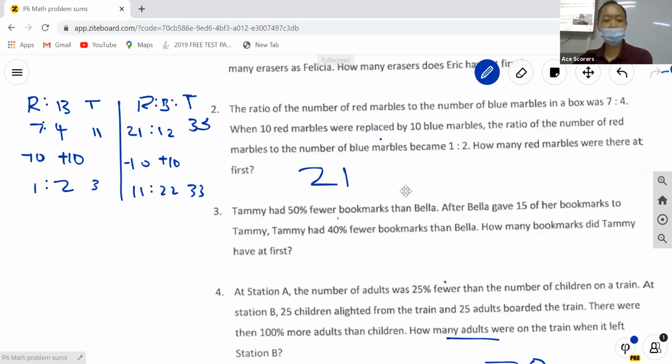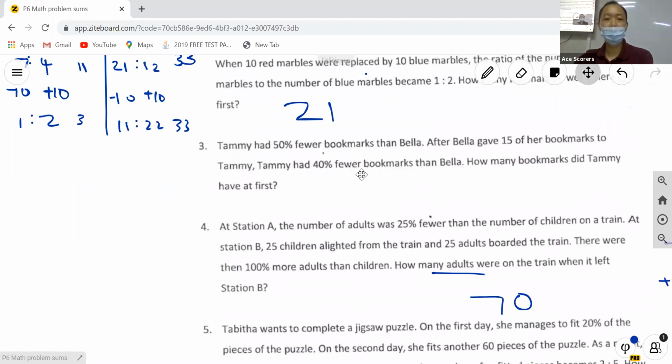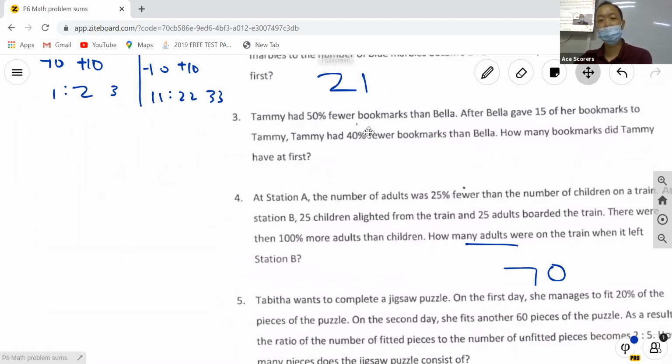Okay, next. So Tammy had 50% fewer bookmarks than Bella. Tammy had 50% fewer than Bella. So after Bella gave 15, okay, let's work this out first, right? If Tammy had 50% fewer, what's the ratio? What's the ratio? Tammy had 50% fewer.